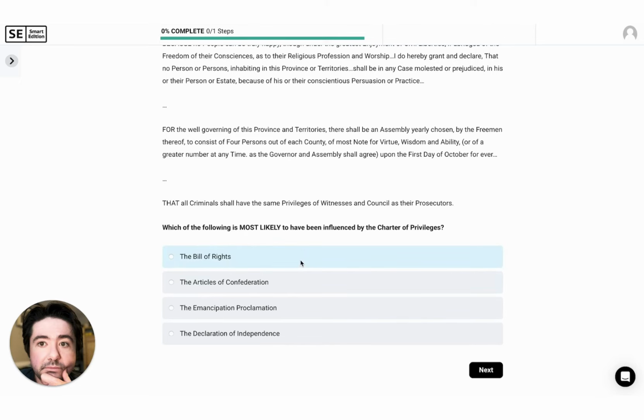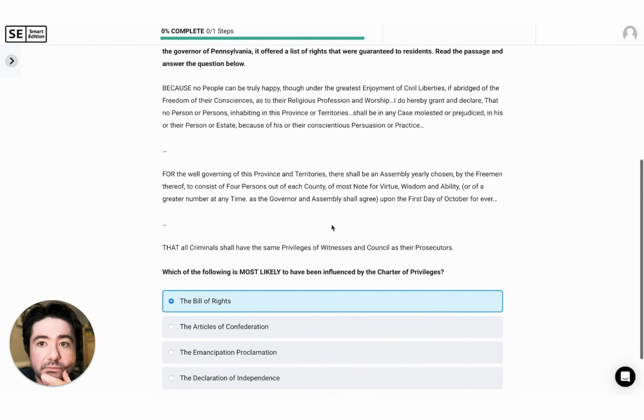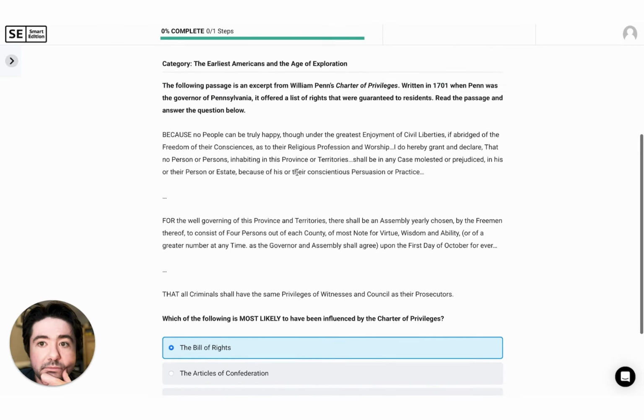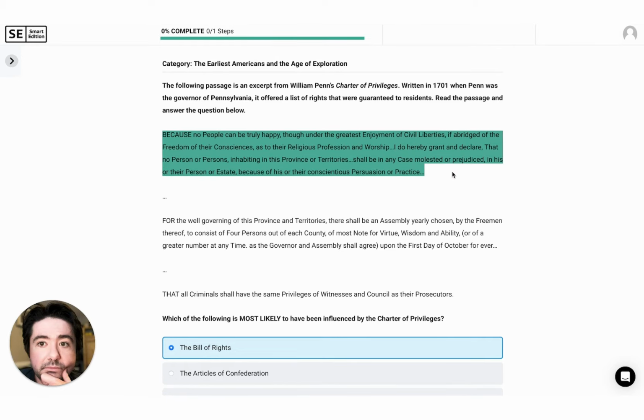The correct answer is the Bill of Rights. Those first 10 amendments to the Constitution that lay down our civil rights as Americans, as in the freedom of religion, the freedom to have a jury trial, and so on and so forth. Now, how do we know that? Well, we already have our answer from our previous question. Let's jump up to the first paragraph, take a look, and see if we can find an answer.